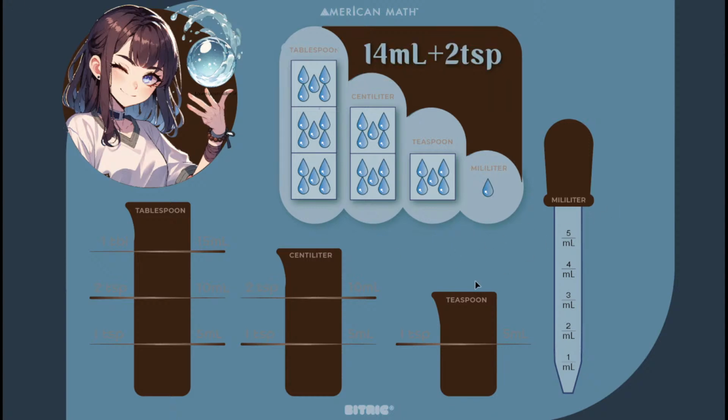Okay. So first we have 14 milliliters. We know that 14 is 1 less than 15. There is a way I could do this, but I'm going to do it the way you guys understand. Or can I do both? Sure. Yeah, do both. All right. So with 14 milliliters, we know that that's 1 less than 15. And then we have plus 2 teaspoons.